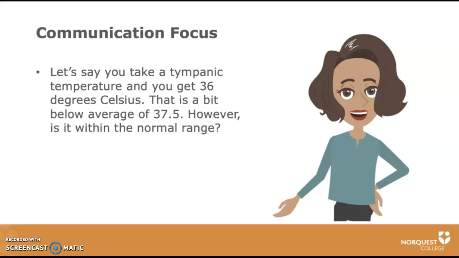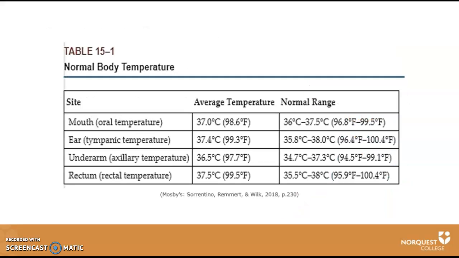Let's say you take a tympanic temperature and you get 36 degrees Celsius. That is a bit below the average of 37.5. However, is it still within the normal range? Take a look at the table. So, 36 degrees is above 35.8 and below 38. So a temperature of 36 degrees is within the normal range for a temperature taken by ear. You would record it, but not report it.